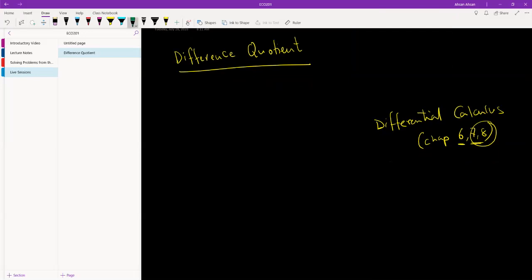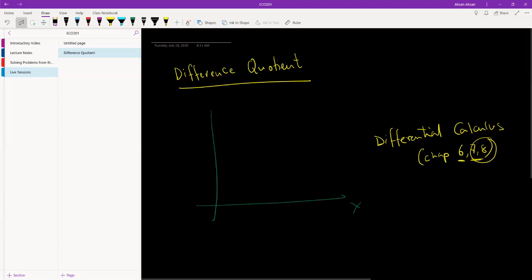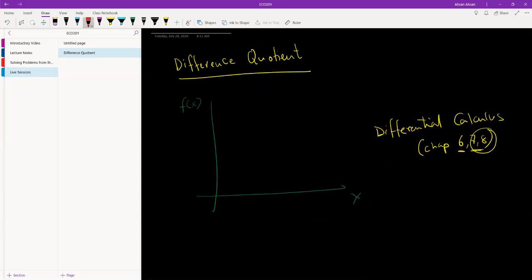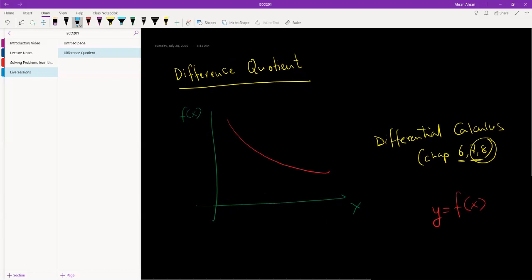Okay, so let's start with a diagram. We have x here, and we have f(x) here. Let me just draw this. Suppose this is what we have. This is a diagram. Now, usually we would call this y, but as you should already know, y is equal to f(x), the way we write this down. So it's the same thing. And suppose at this initial point, we have x equal to a. a can be anything, 7, 8, 9, 10, doesn't matter. And therefore, what we will have here is f(a).